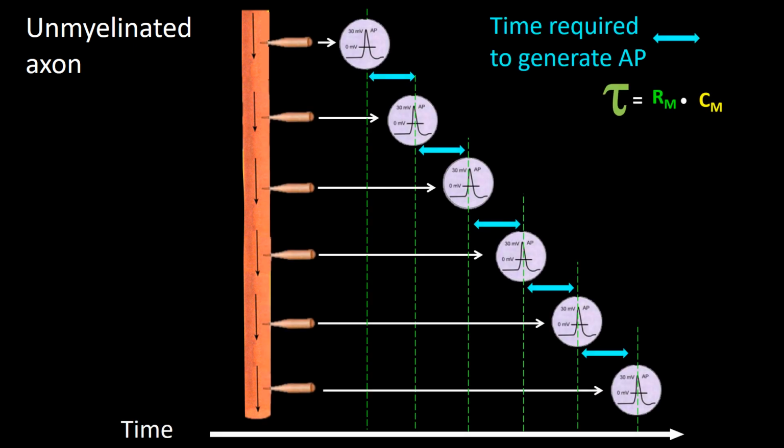In unmyelinated axons, conduction advances by the production of action potentials in subsequent axonal segments, as represented here. Time constant, by determining how long the patch of membrane takes to charge prior to the production of an action potential, is one of the deciding factors on the speed of conduction. Notice the length of the arrow representing time.